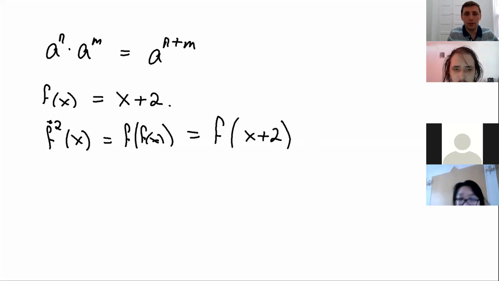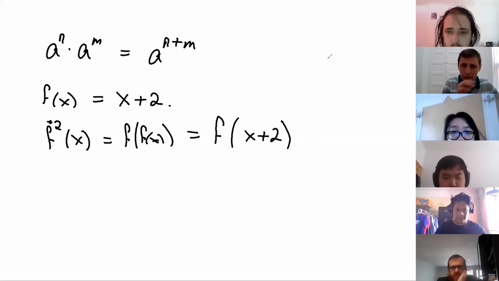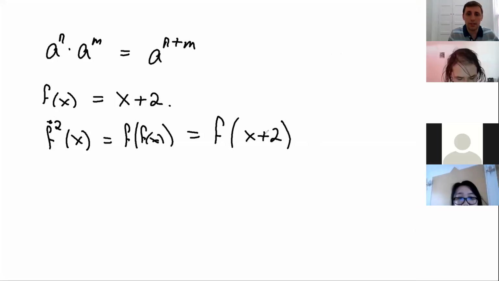Which is what? Now, can you tell me what it is? Yes, so it's f of x. We will mention for a moment why you might have made that mistake. Okay, what is f of x plus 2, please?